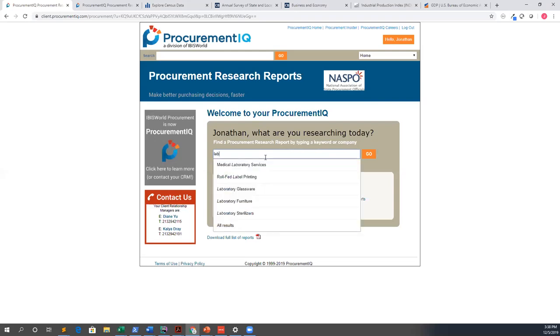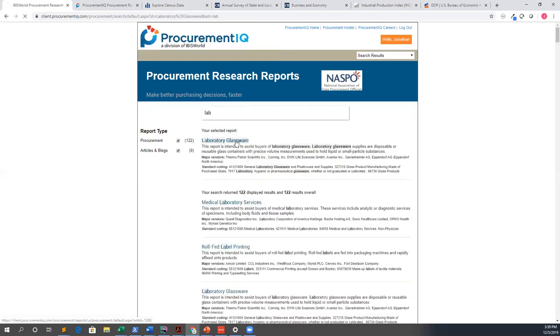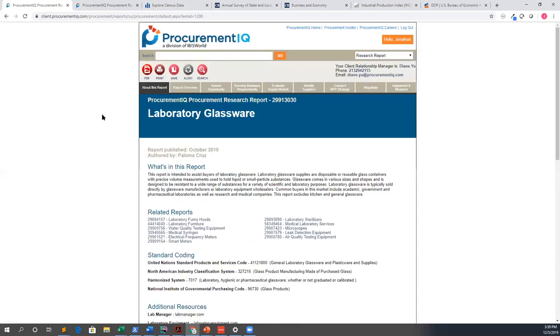But for our purposes, we will short-circuit that process and just search for one of the many sub-industries, if you will, that exist in Procurement IQ in the lab supplies market. So if we grab one of these as an example, laboratory glassware is one that we looked at. And if we dive into that report, it's a substantial report, has lots of information. All of these tabs have drill downs that you can drill down into very particular information.